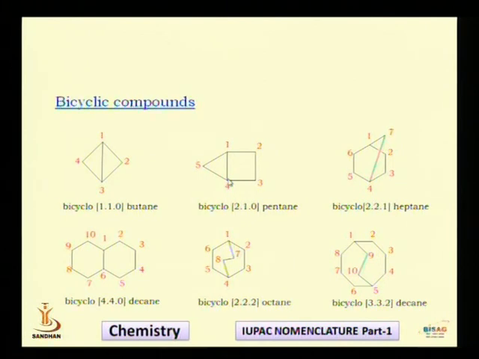Again, how will we write the name? We will write a prefix. So how many cycles are there? 2 cycles, and that's why we are writing bicyclo. Now we have to fill the figures in the square bracket. How will we fill the figures? We will count the number of carbon atoms in the first half cycle. So this is our first half cycle. How many carbon atoms are there? 2 carbon atoms are there. So we will write 2 first.